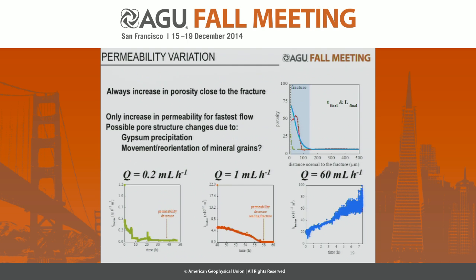So when we plot the variation of porosity with time at the three different flow rates, we can observe that there is always an increase in porosity close to the fracture, but only an increase in permeability for the faster flow rate. So it is possible that at low flow rate, the permeability decrease can be due to a possible pore structure change due to gypsum precipitation and movement or particle dragging of the mineral grains.